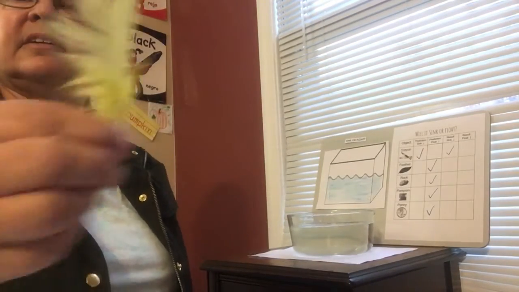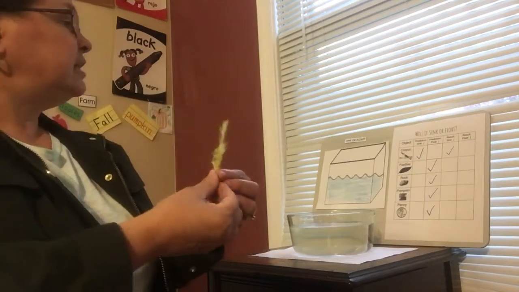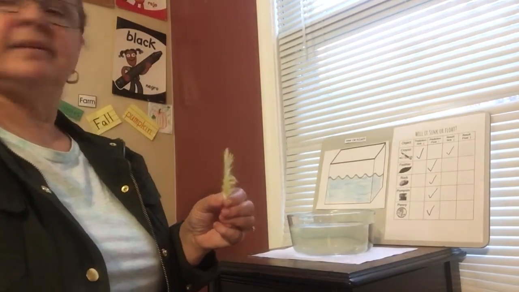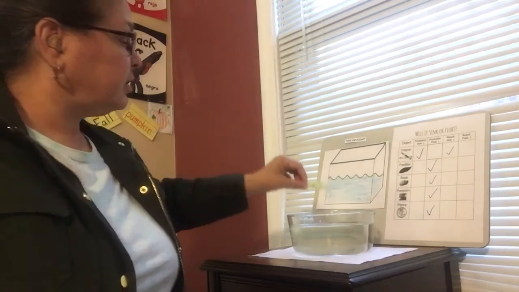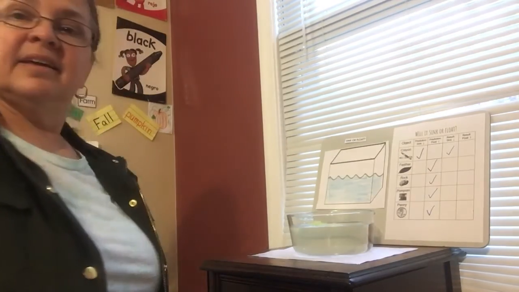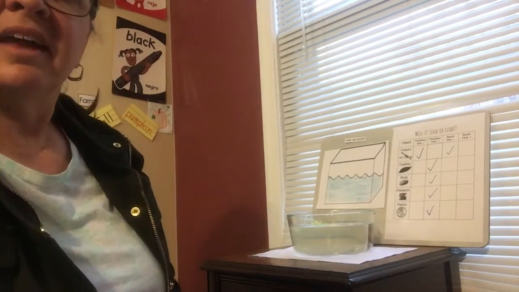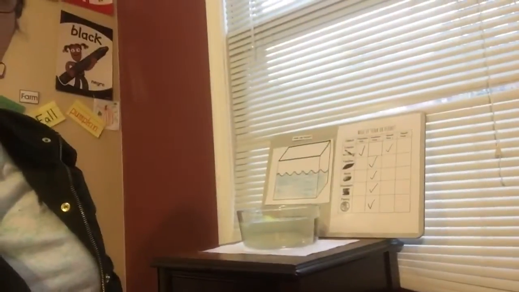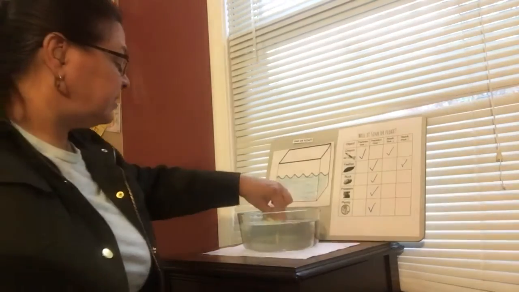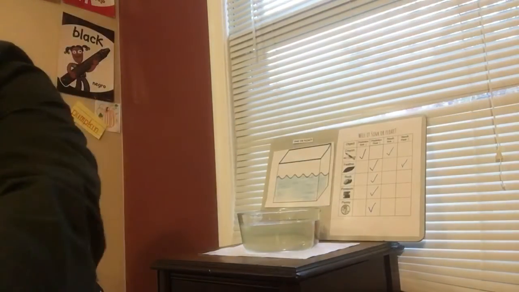Now the next item is the feather, the yellow feather. We predicted that it would float. I'll bring the camera closer so you can see. But it is floating on top of the water. So it is floating. It is on top. Very good.